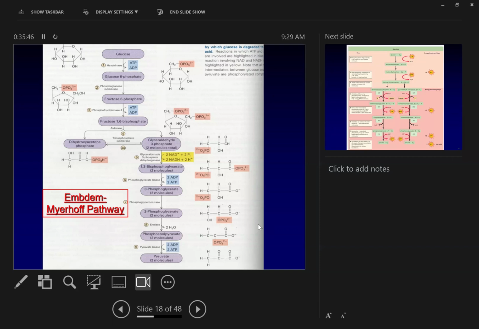This would be a really good time to get that sheet that I gave y'all out. We're going to cover a lot of those key enzymes and what's produced and made. There we go. Sorry. Now, continue.